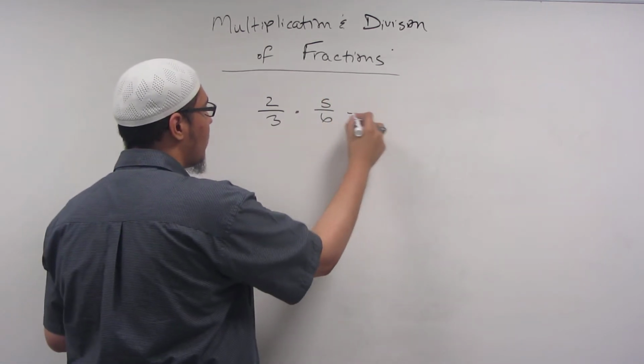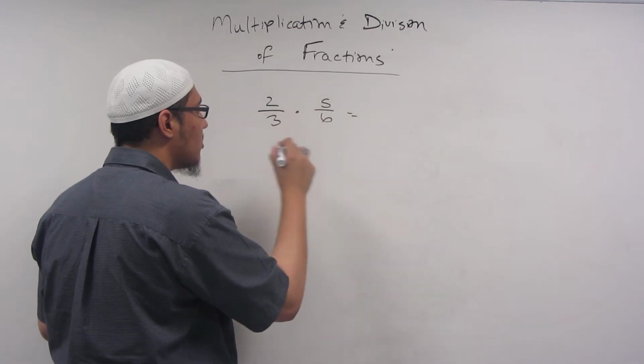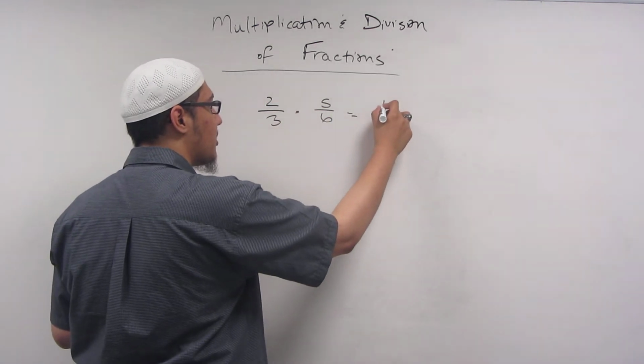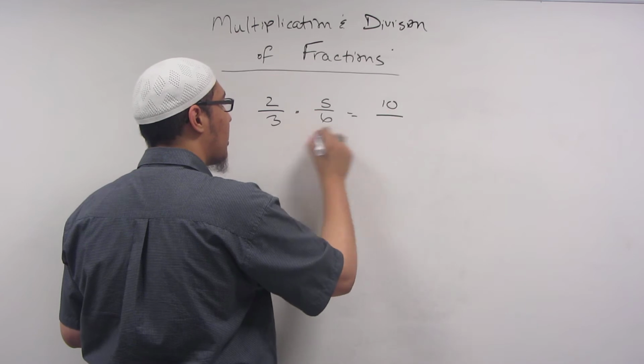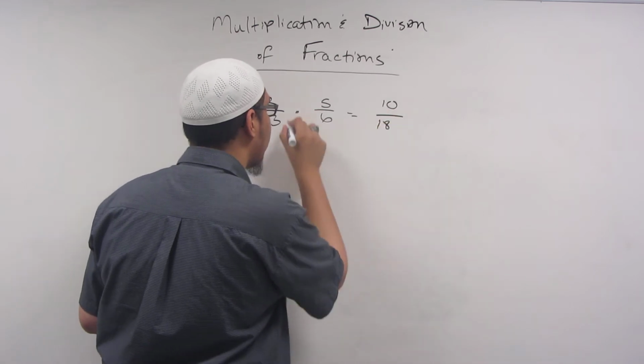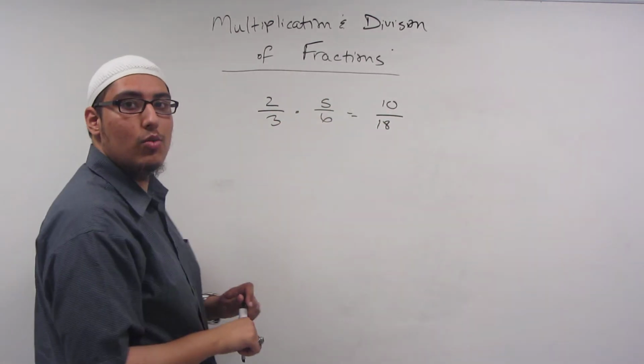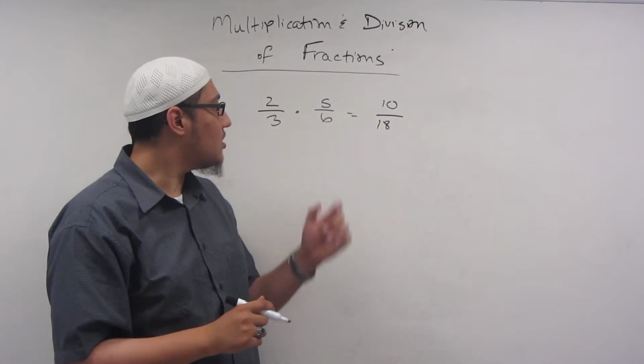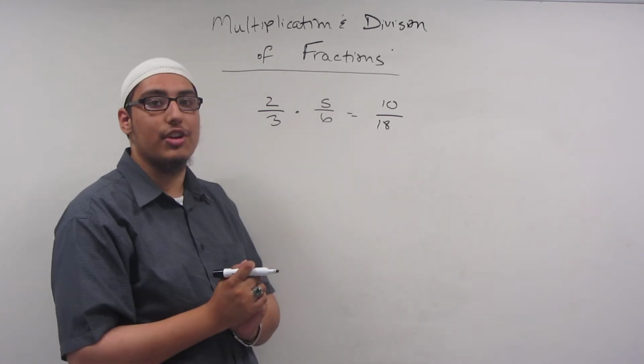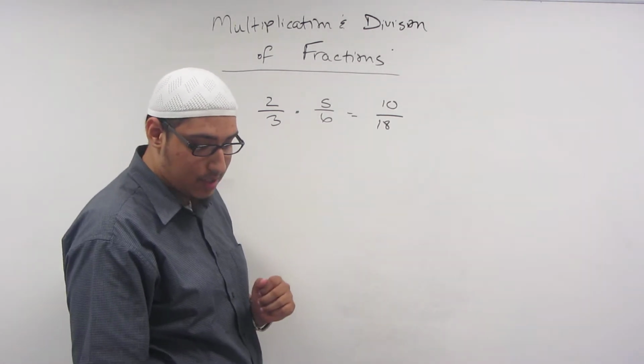All that you have to do is simply multiply across. So 5 times 2 will give us 10, divided by 6 times 3, which gives us 18. So all I did was just multiply across. With addition and subtraction of fractions, I actually had to find common denominators. That problem doesn't exist in this case.